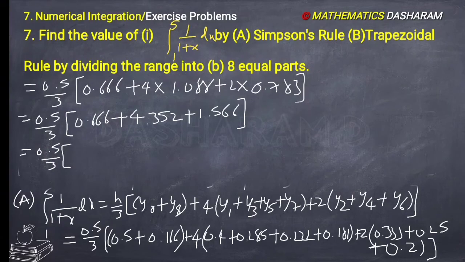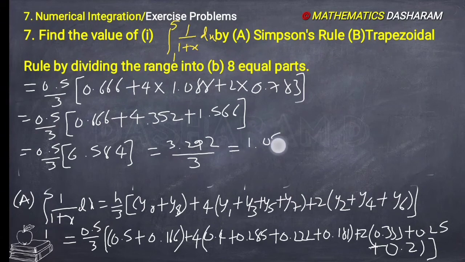So the addition of these three numbers is 6.584. So 0.5 into 6.584 is 3.292 divided by 3. So it is equal to 1.0973, which is our required answer.